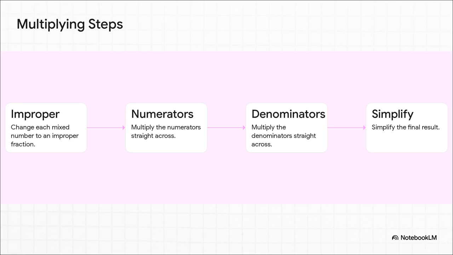Simple. Just follow these 4 mechanical steps. They work for proper fractions, improper fractions, the whole shebang. Step 1, change any mixed number into an improper fraction. Step 2, multiply your numerators straight across. Step 3, multiply the denominators straight across. And finally, step 4, simplify your result. It's a ridiculously clean, efficient algorithm.